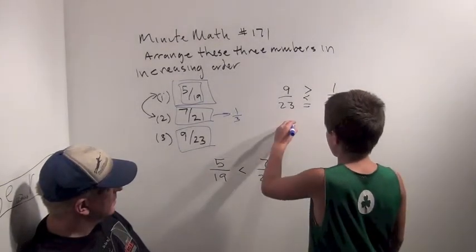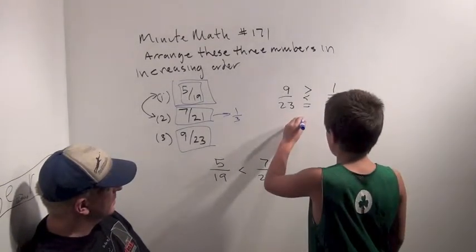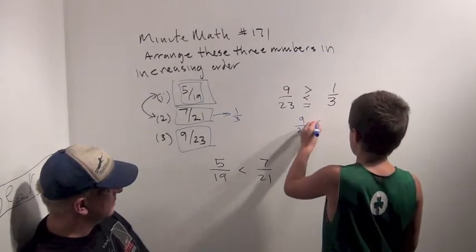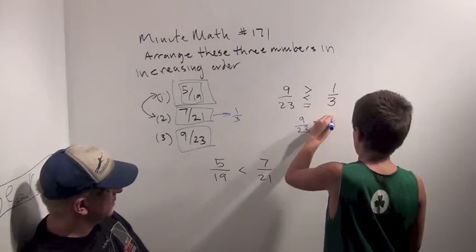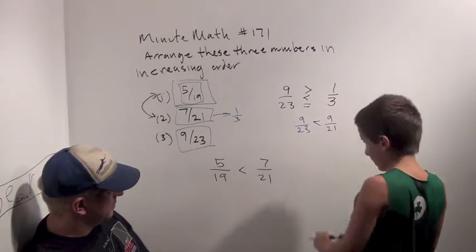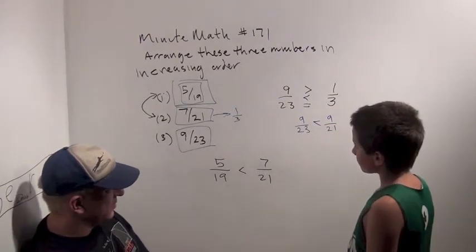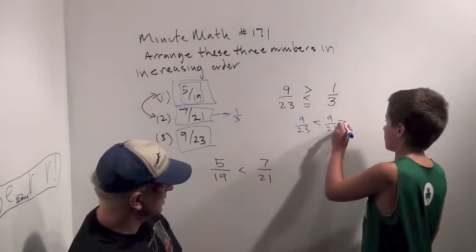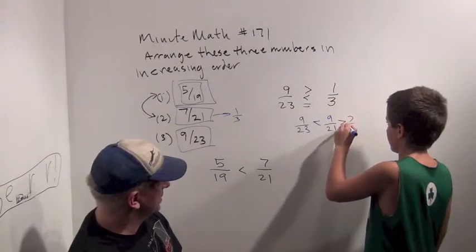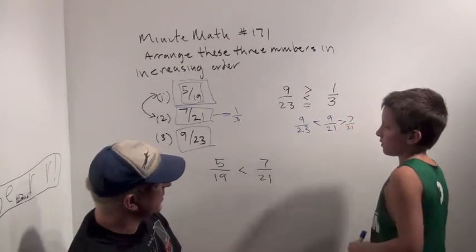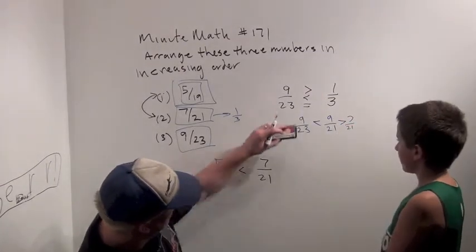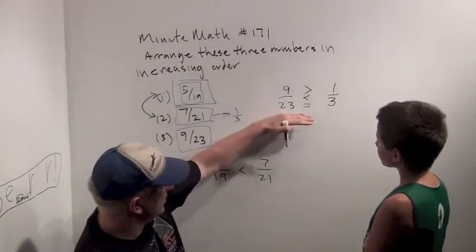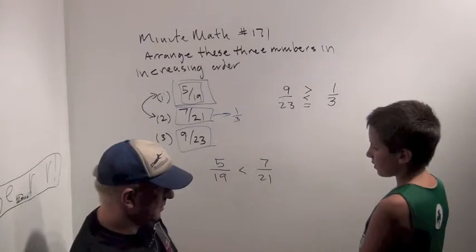If we can figure out if 9/23 is less than 9/21. It is less than 9/21 because this is smaller. But it's a problem because 9/21 is bigger than 7/21. So that really doesn't tell us anything. What else could we compare it to? How can we make this comparison?